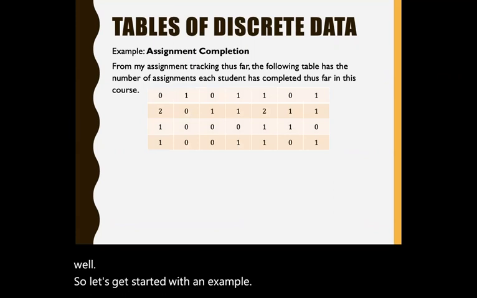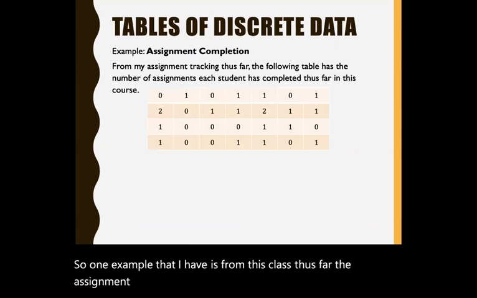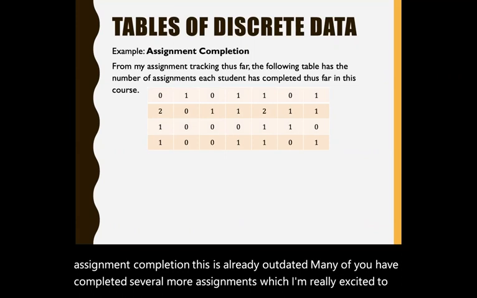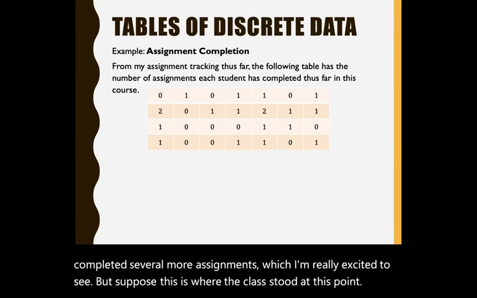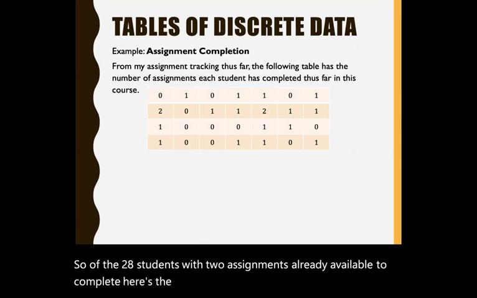So one example that I have is from this class. Thus far, the assignment completion. This is already outdated. Many of you have completed several more assignments, which I'm really excited to see. But suppose this is where the class stood at this point. So of the 28 students with 2 assignments already available to complete, here's the distribution of data.